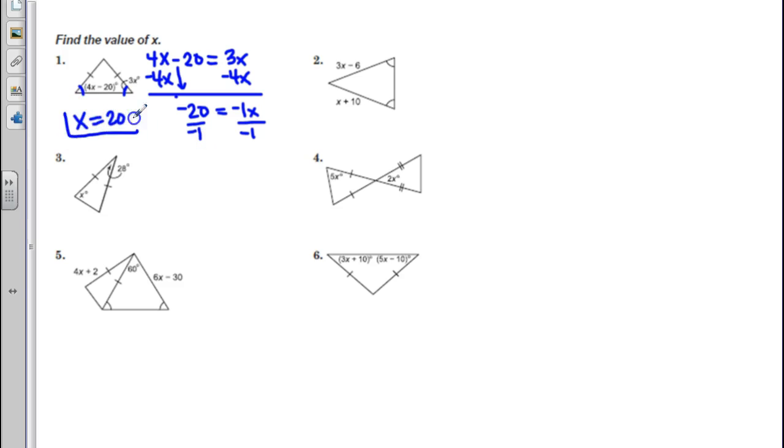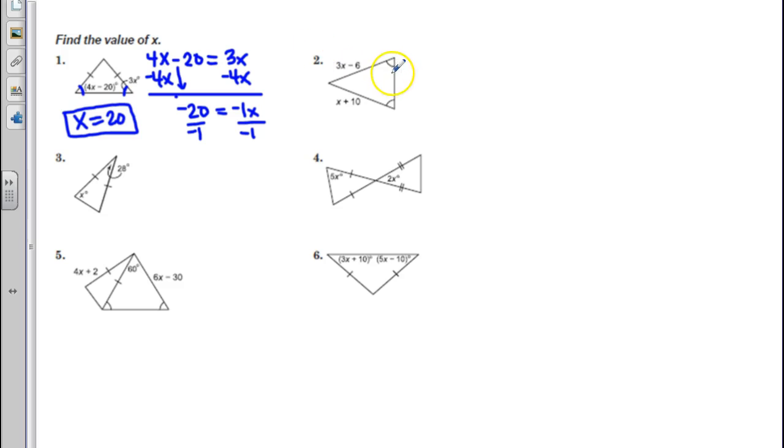They wanted the value of x, not the value of the angle, but if I had to find it, I would see that it's 60 degrees. Plug in 20 here, I also get 60, which actually makes this an equilateral triangle. Equiangular, equilateral. All right, so that brings me to another point. An isosceles triangle has to have at least two sides that are congruent to each other, which means I could actually classify an equilateral triangle as also an isosceles triangle.